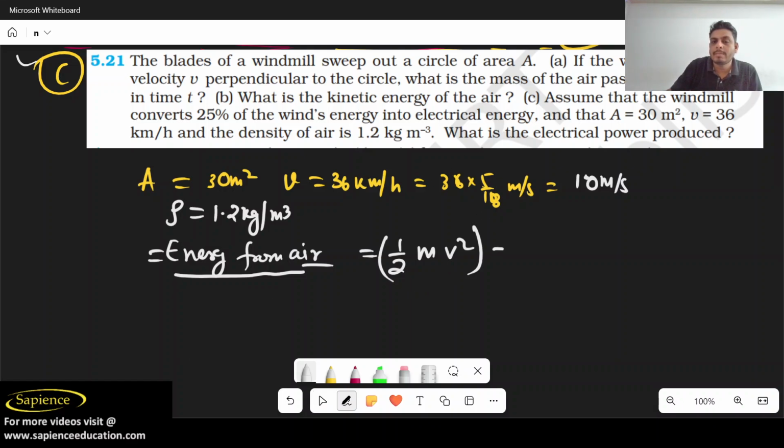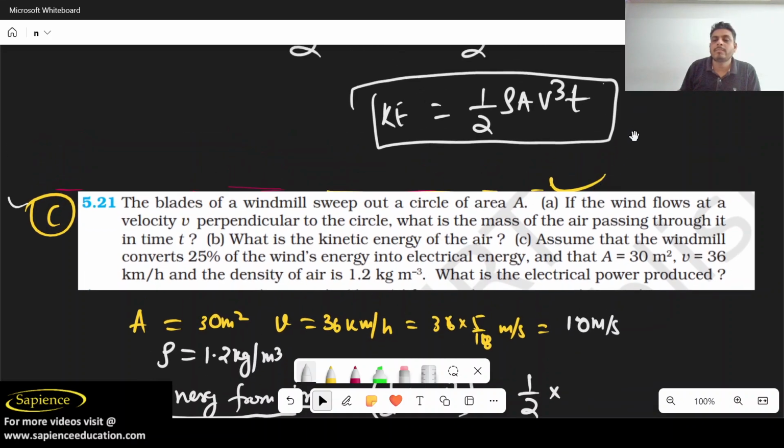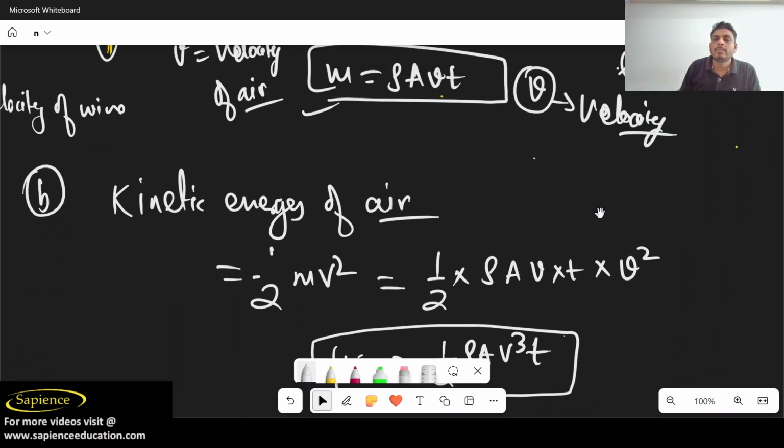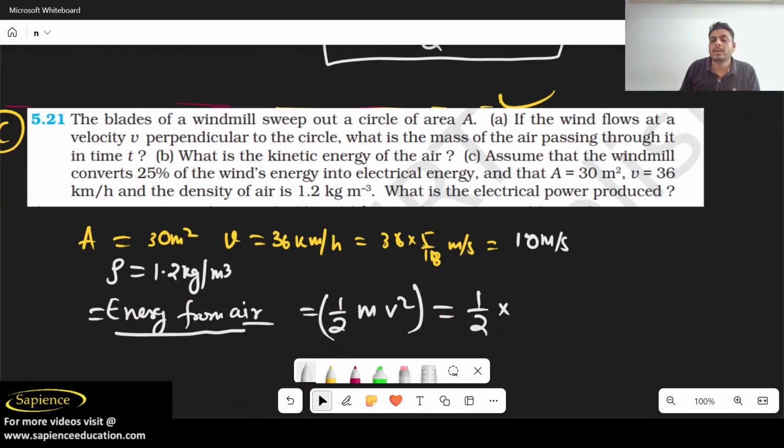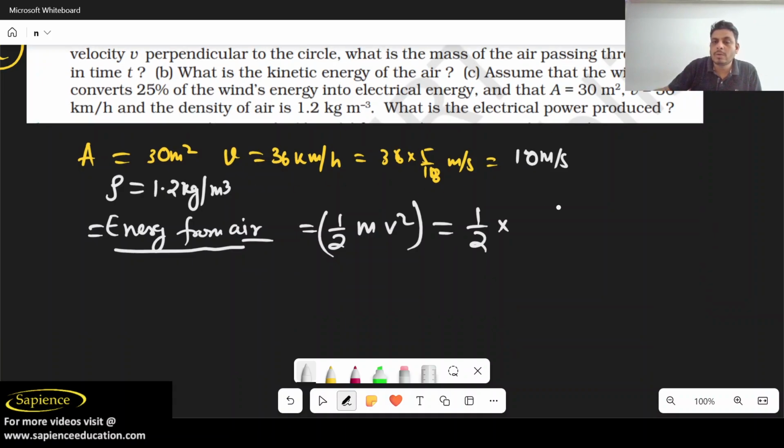So can we write here half mv square as half into what is the mass? Mass of the wind flowing is how much? From above, mass is equal to rho into A into v t. Mass is equal to rho A v t, into velocity square. So this is the energy from air we are getting, that is energy input.